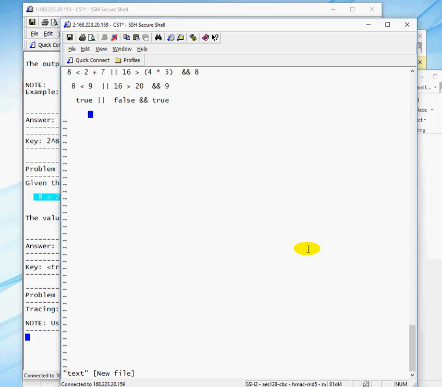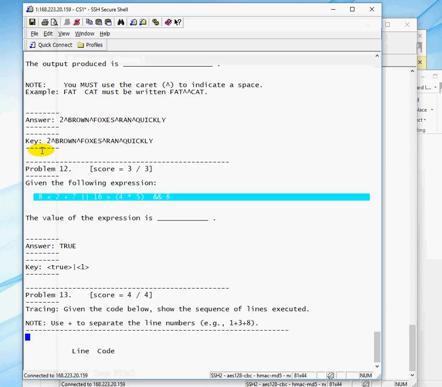So what do we have? We do this first. So we have true, or what's false and true? It's false. So what's true or false? True. All right, so that's how you go through the process of doing that. All right. And the answer is true. All right.